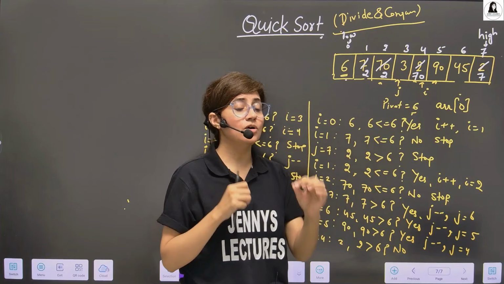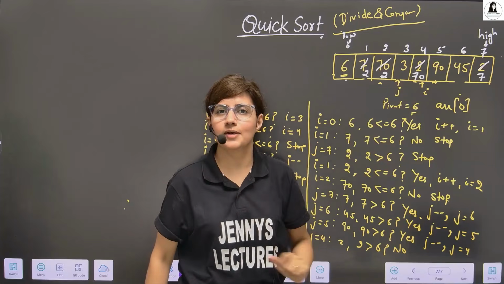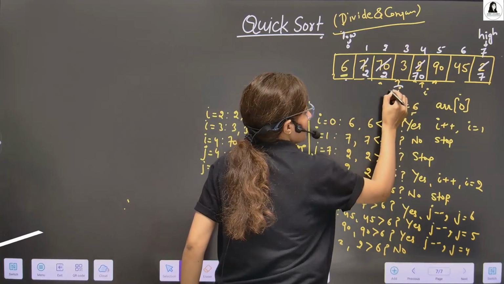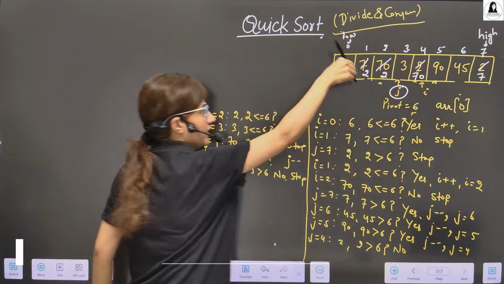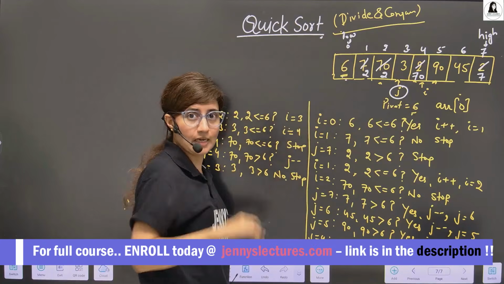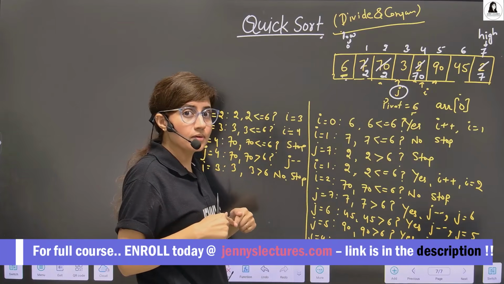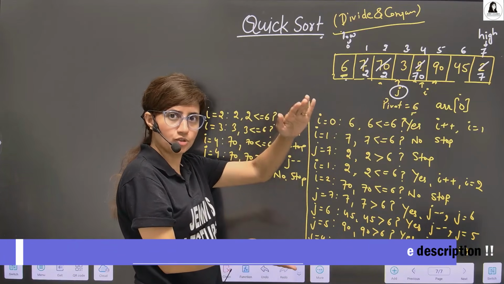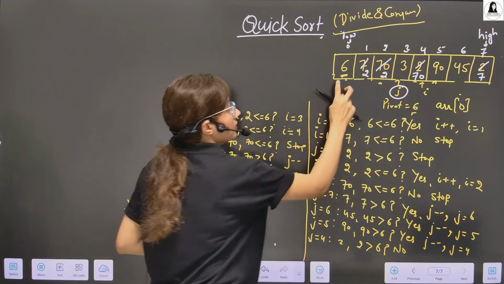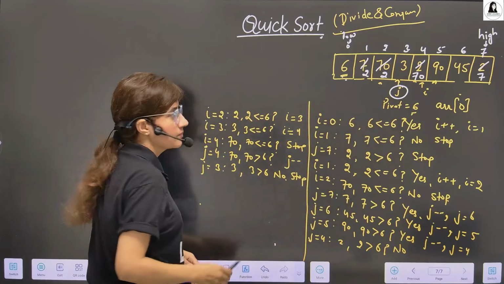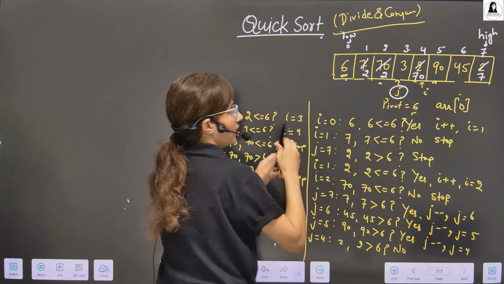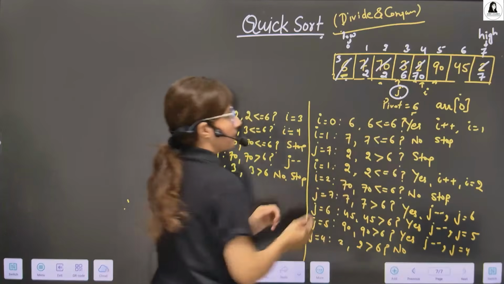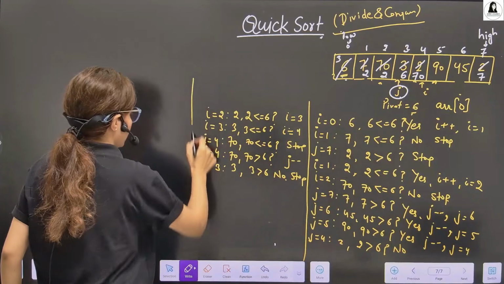Now we got the correct position for my pivot element. And what is the correct position? Whatever this jth index is, this is the correct position right now for your 6, your pivot element. Now we swap because I is not less than j, so we stop that loop, one iteration of the loop. Now we swap 6 with 3, the pivot with whatever is at the jth index. Here we have 3, here we have 6. Now see, the array becomes something like this.